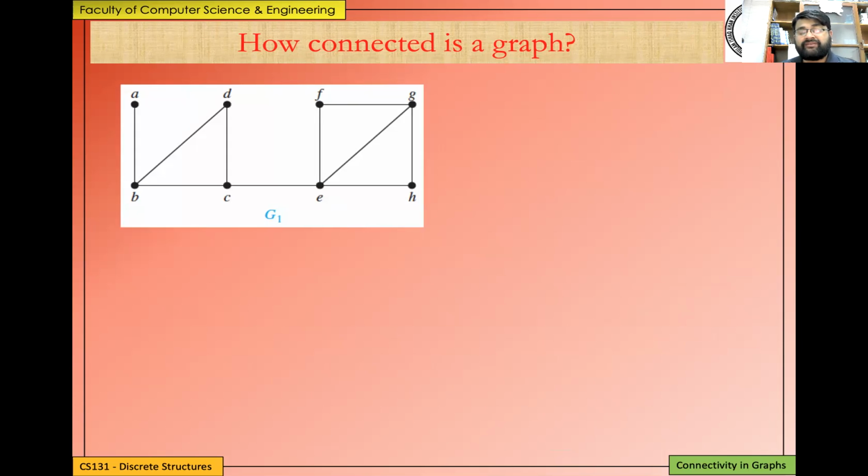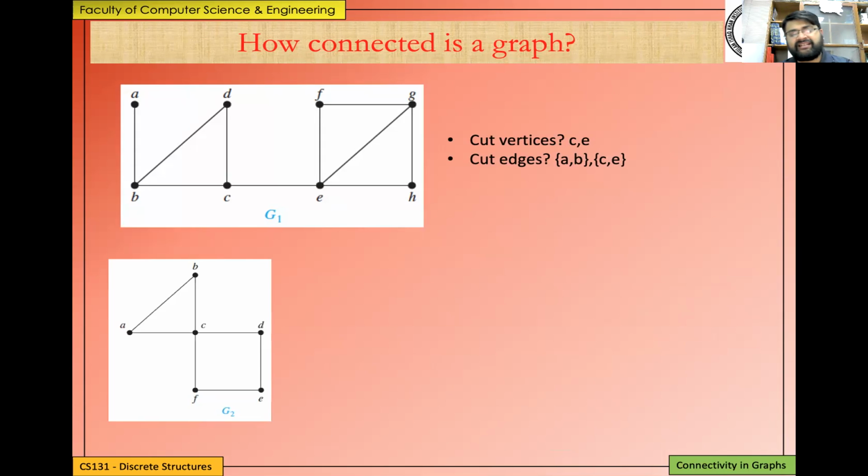Is B a cut vertex? Well, B is a cut vertex because if you remove it, you cannot communicate with A. Similarly, C and E are also cut vertices, right? So the cut vertices here are C and E. What are the cut edges? Cut edges are between A and B, I think, and between C and E. So those are the cut edges.